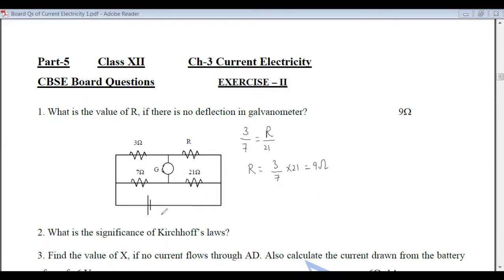Question number 2 is, what is the significance of Kirchhoff's law? In complex circuits, where there is more than one source of EMF, like two cells or maybe three cells, Ohm's law cannot be used. For such complicated circuits, Kirchhoff's law is used.